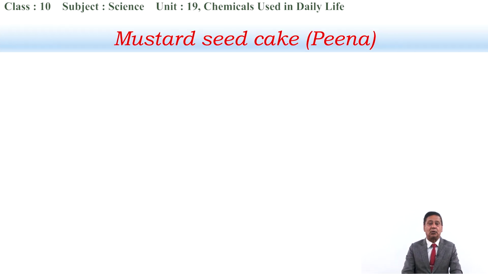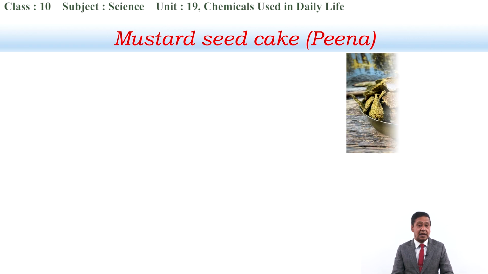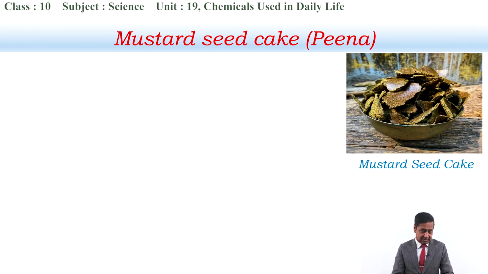Okay, let's have another. The mustard seed cake, which is also called pina, and I think you have seen this. How do we get this pina? When mustard seed is pressed, then oil comes out of it and the remaining residue is pina. The remaining residue is called mustard seed cake.